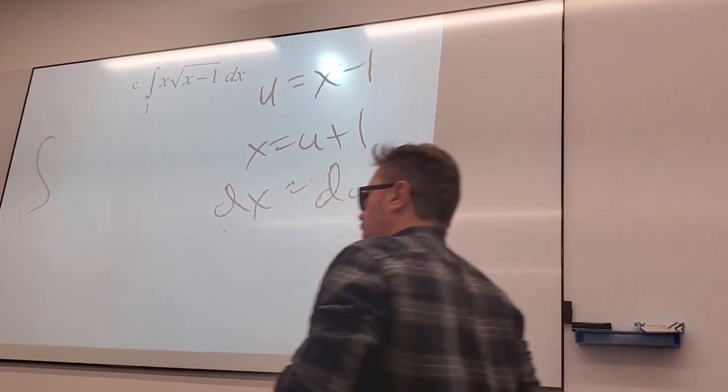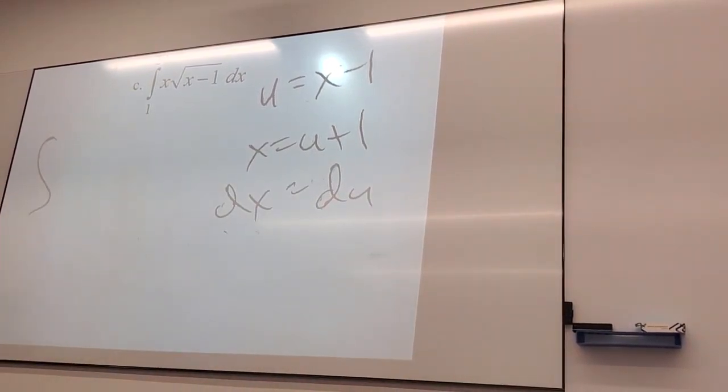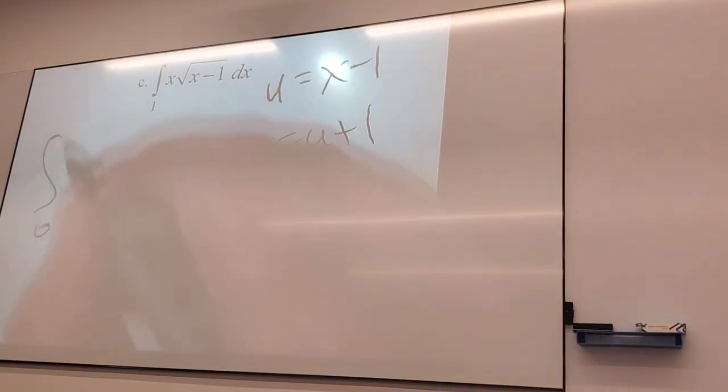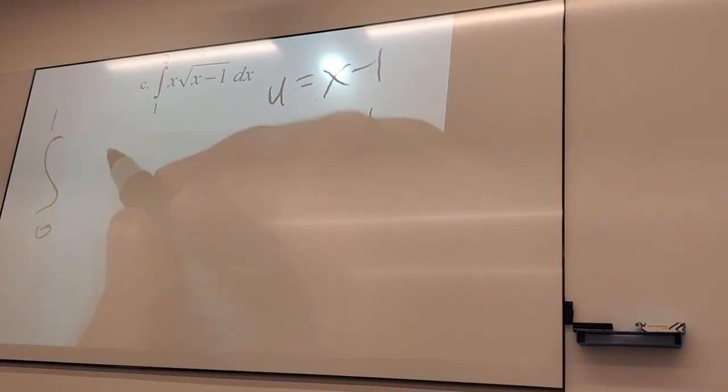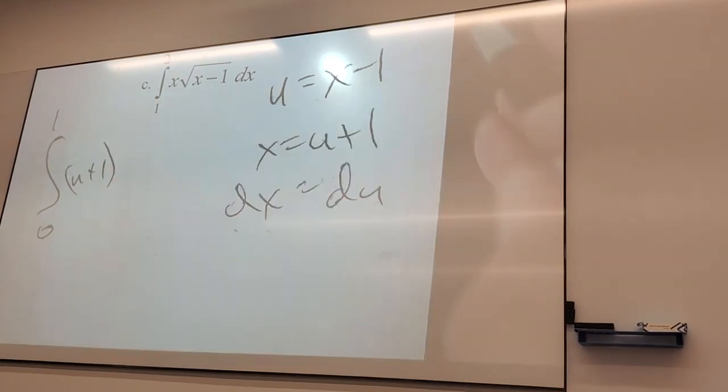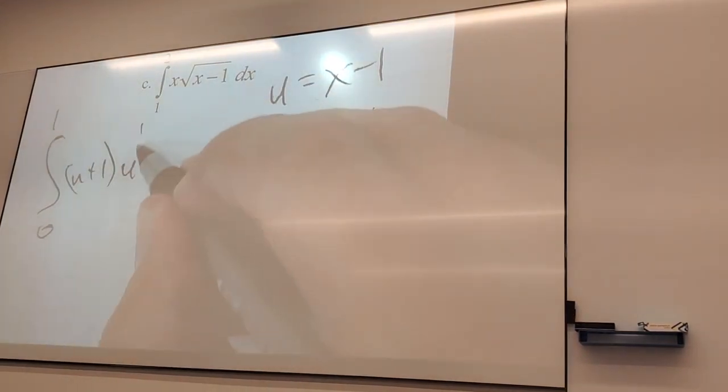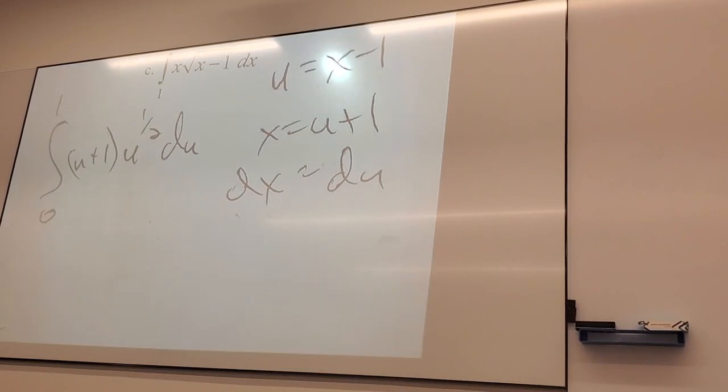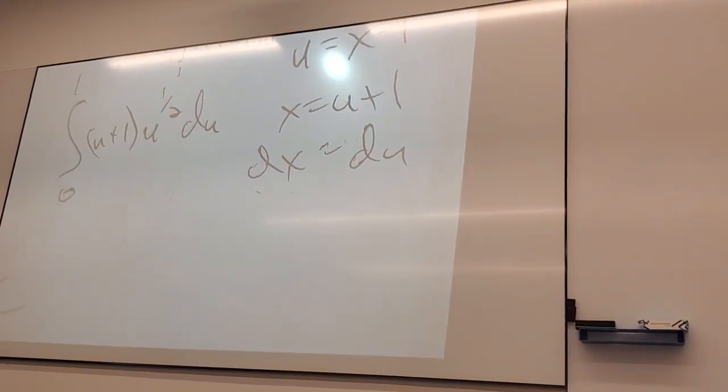So, what do the limits become? 0 and 1. And then X is U plus 1. And then square root of X minus 1 becomes U to the 1/2. All right, and now we can do what we wanted to be able to do, right?